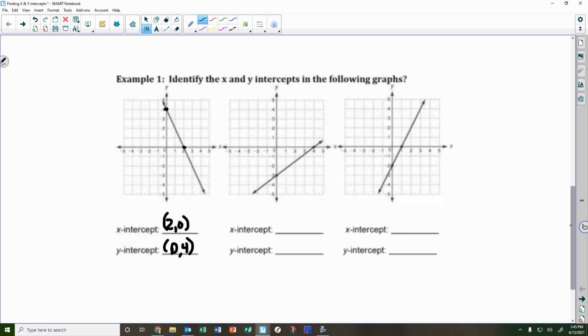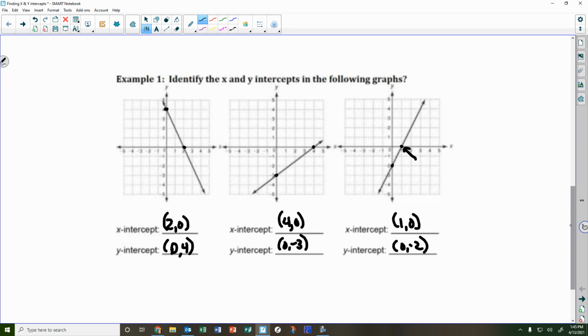Okay. If we try the middle one, well, here's the y, and there's where it crosses the x-axis. So the x-intercept is at (4, 0), and the y-intercept is at (0, -3). And then if we look at the third graph, the one on the right, we go through here and through here. So the x-intercept is (1, 0). That's right here. And the y-intercept is at (0, -2). Okay.